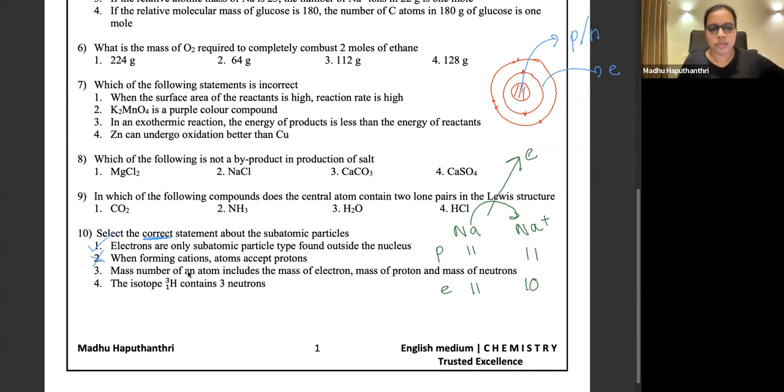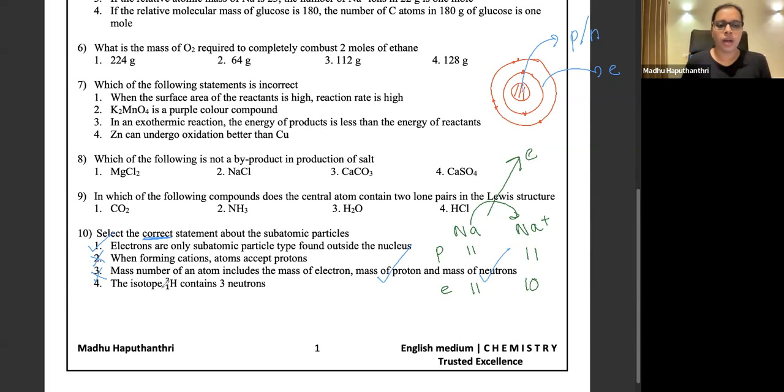Third one, mass number of an atom includes the mass of electron, mass of proton, mass of neutrons. Wrong. Mass number includes the mass of protons and neutrons only. Again, I'm refreshing the point. Mass of electrons is not taken in, not because electrons do not have a mass, but because the mass of an electron is negligible compared to the mass of a proton or a neutron. So please be clear with that.